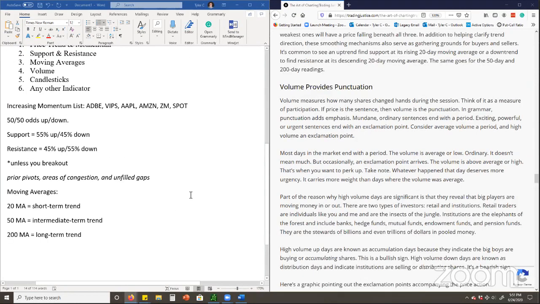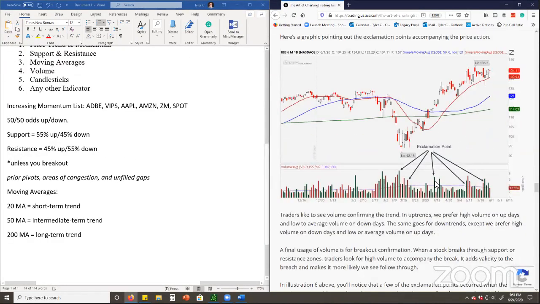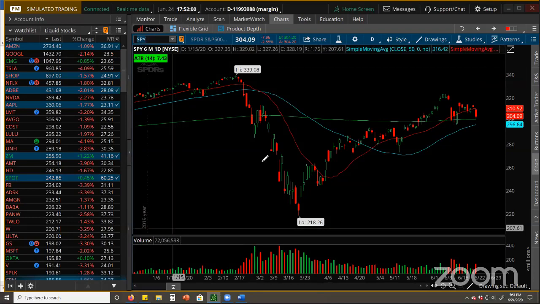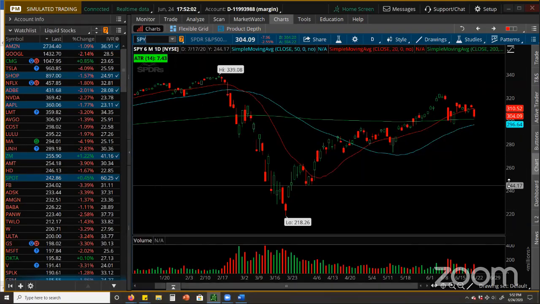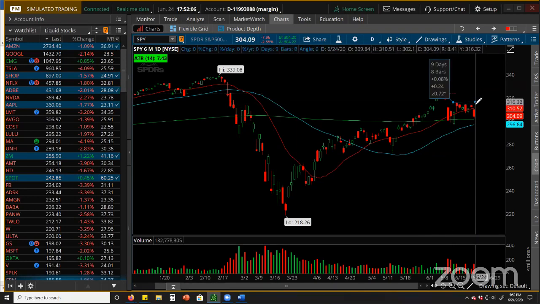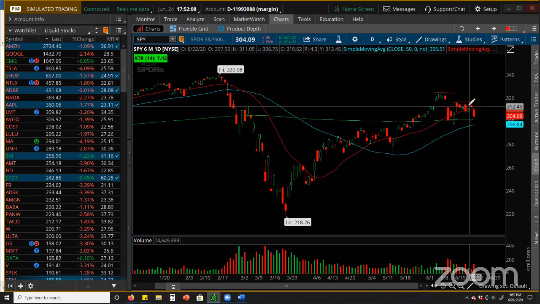In the newsletter, you'll see me show examples of these exclamation points, these high volume bars. They have a little bit more significance. So you take a look at a day like today. What do I think about a day like today? When I look at the S&P 500, I am already a little bit concerned because it put in a lower pivot high.